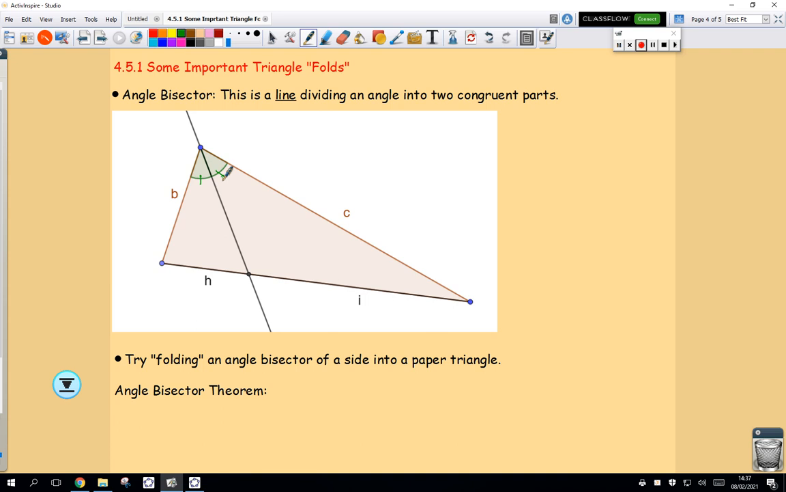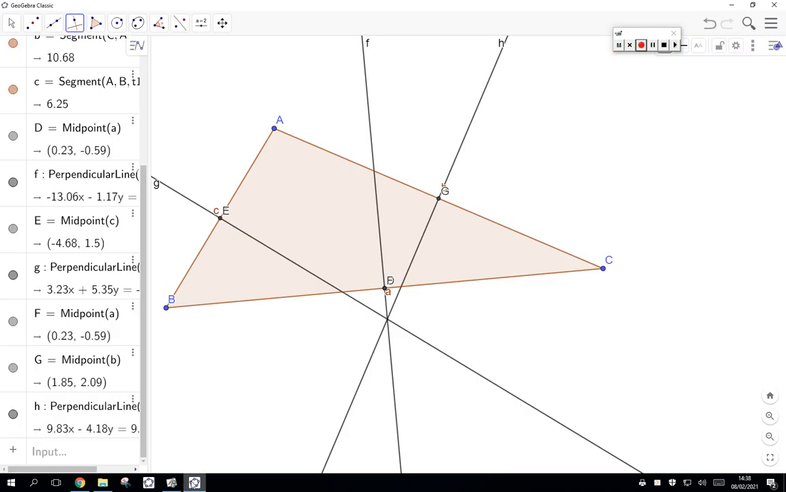This is something called the angle bisector theorem, which says these two sides, I think we'll call them H and I there, will be in the same proportion as these two sides. And that's called the angle bisector theorem. Okay, useful thing to know if I bisect an angle. But let's look at bisecting an angle on GeoGebra.